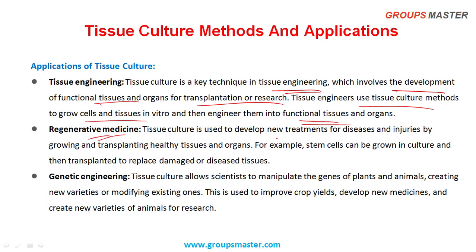Next one is regenerative medicine. Tissue culture is used to develop new treatments for diseases and injuries by growing and transplanting healthy tissues and organs. For example, stem cells can be grown in culture and then transplanted to replace the damaged or diseased tissues in the human body.